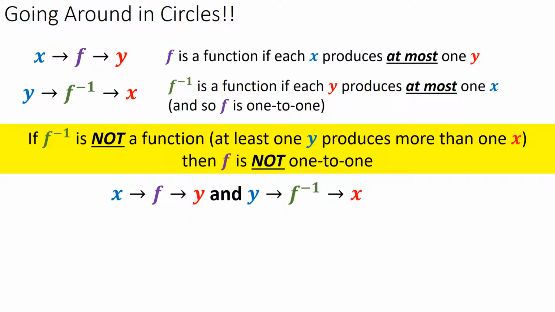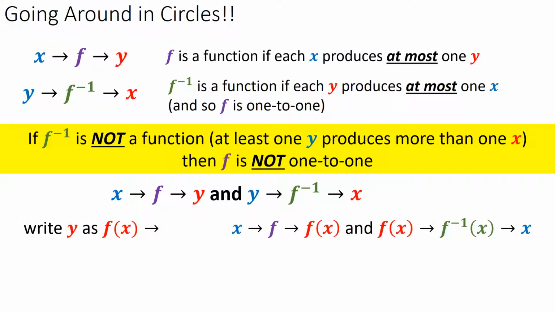Okay, so we have x going through f producing y, and then y going backward through f inverse producing our original x. If we write y as f of x, we get this process that you see over here to the right. X goes through f to produce f of x, goes through f inverse to produce x. So basically the output of f in purple is going directly into the input of f inverse. We start with x, we do something to it with f, we undo that same thing with f inverse, and we should get back our original x.